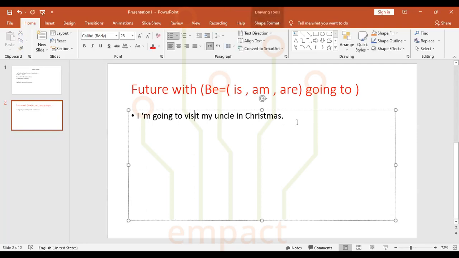So this sentence is affirmative because there is no not in my sentence.